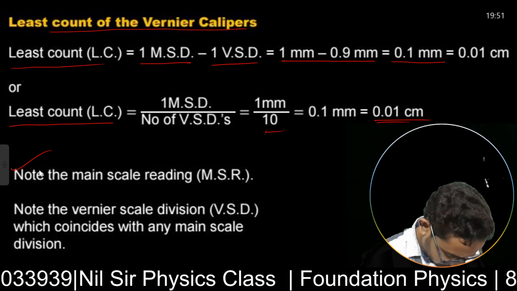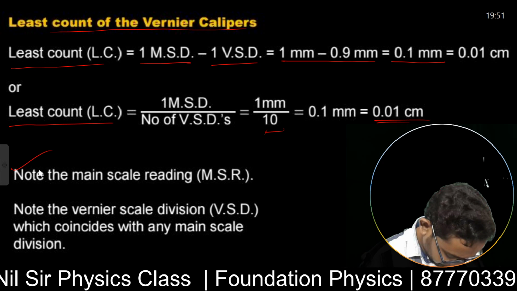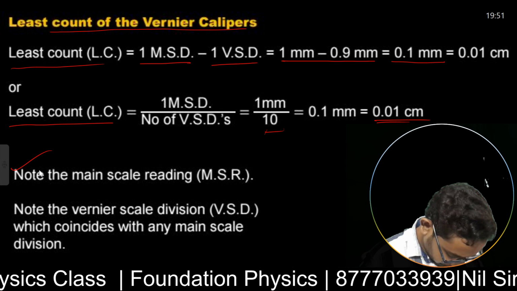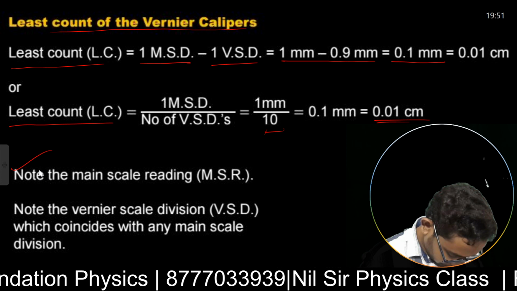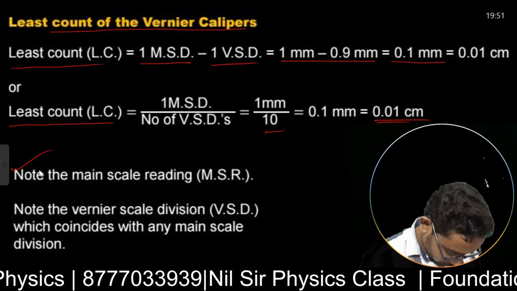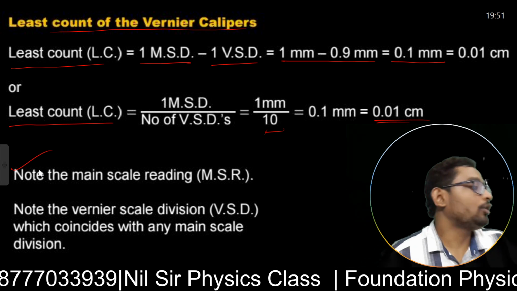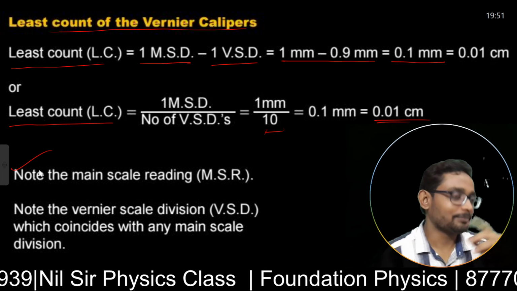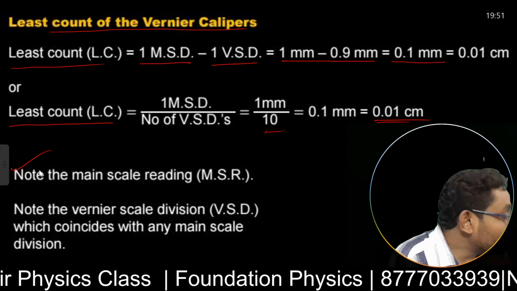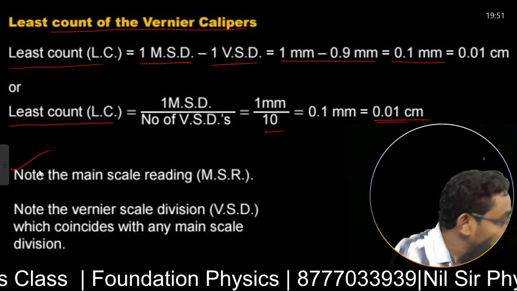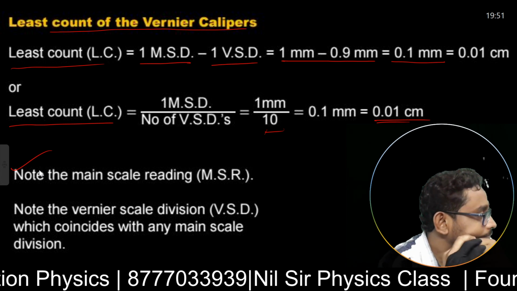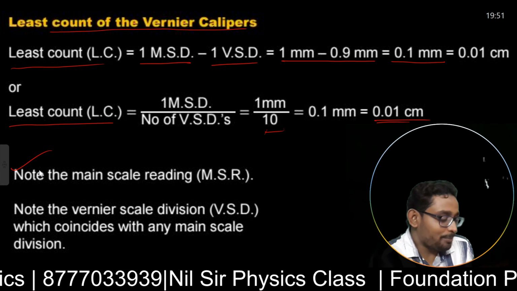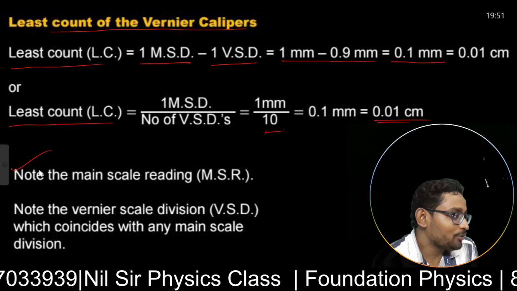Let me again check. I have found something. Now you find. You have to find out the vernier mark which coincides with the main scale. Observe perpendicularly, normally. Otherwise there will be an error.